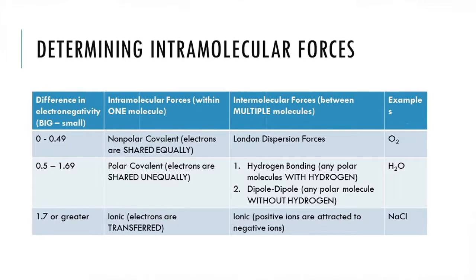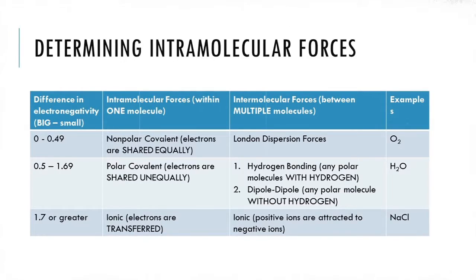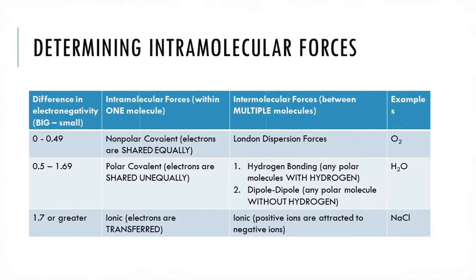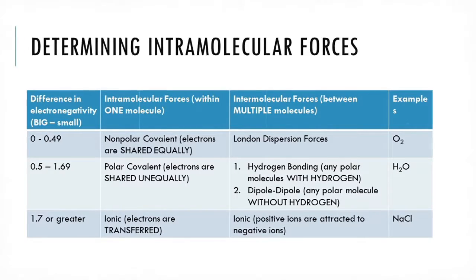If you have a difference of 0.5 to 1.69, you will get a polar covalent molecule, and a polar covalent molecule will either be attracted to other molecules by hydrogen bonds, only if there's a hydrogen in the molecule, or by dipole-dipole forces when it's a molecule that doesn't have any hydrogen in it.